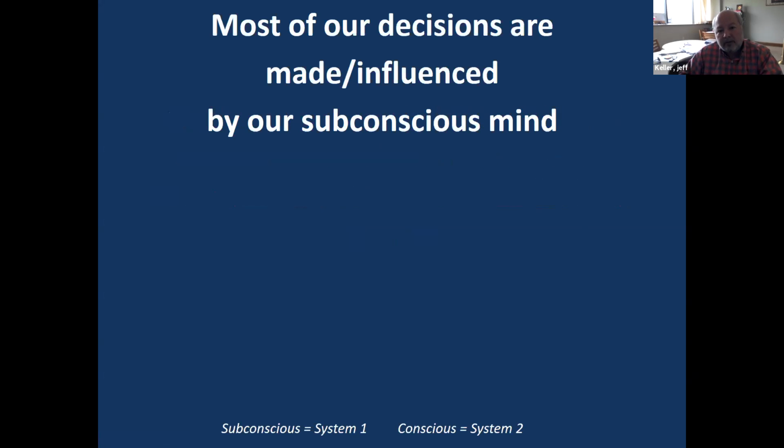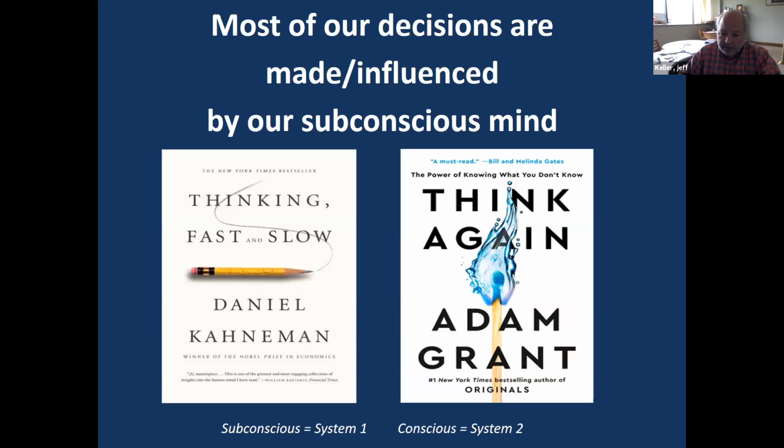So again, most of the decisions that you make on a daily basis are made or influenced by our subconscious mind. It's greater than 90%. There are two great books. There are many great books. These are two of the ones that are most cited, Adam Grant and Daniel Kahneman. Very good reads for anybody that's interested in this type of topic, and good starting points. Subconscious is referred to in these books as system one. The conscious system is referred to as system two.